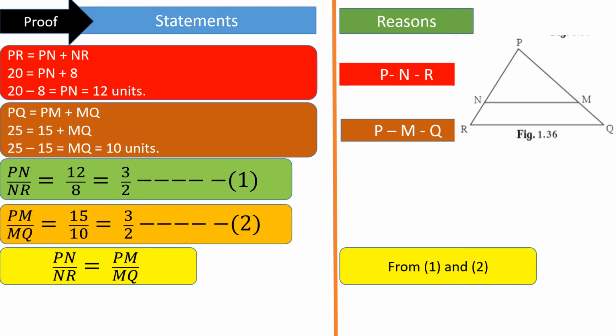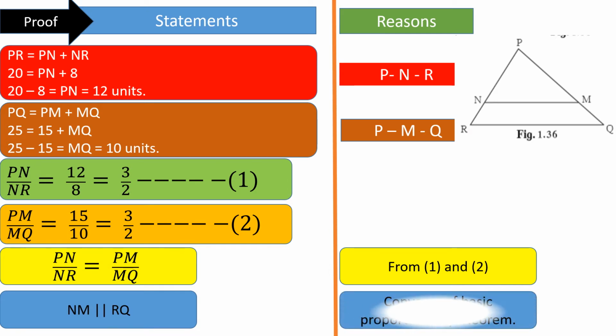And you already know why we have proved these ratios equal. If they are equal, NM will be parallel to RQ by converse of basic proportionality theorem.